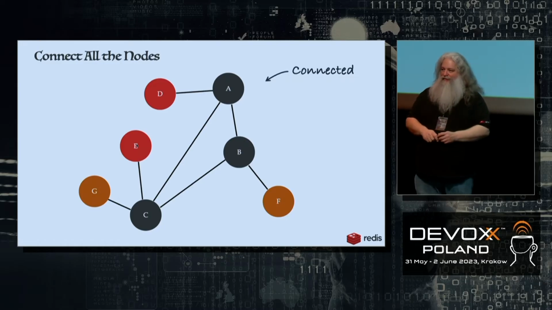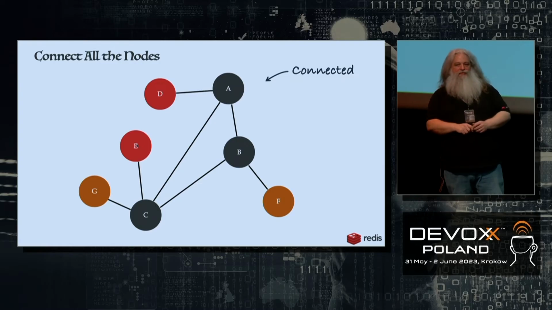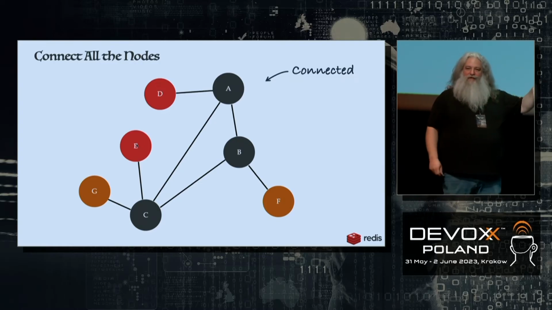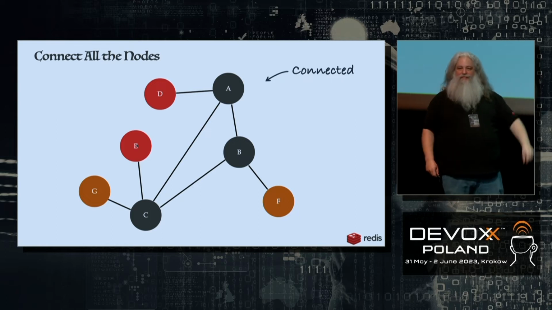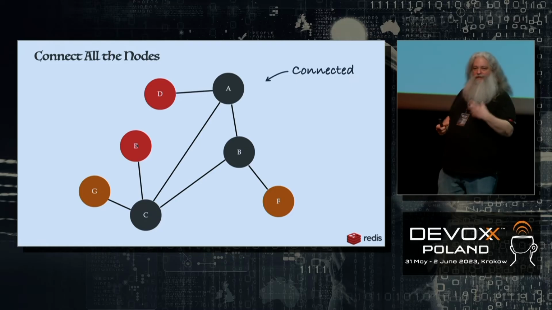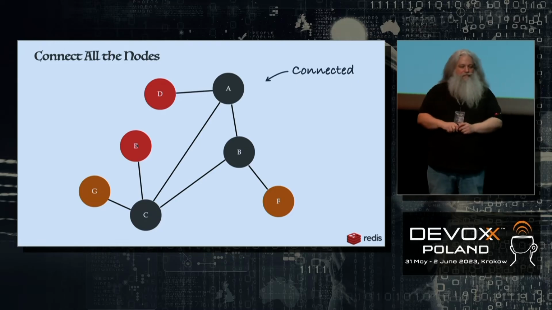A good example of a connected graph would be the transportation system of Europe. There's roads and rail and everything that connects everything together. There's no isolated portions of the European road system that isn't connected to some other part of it. It's connected.